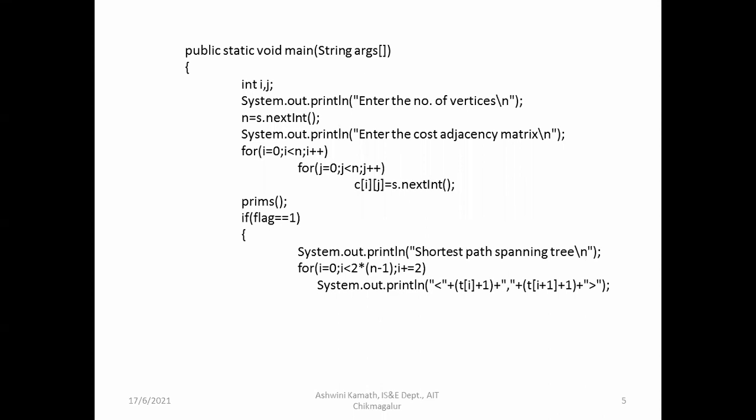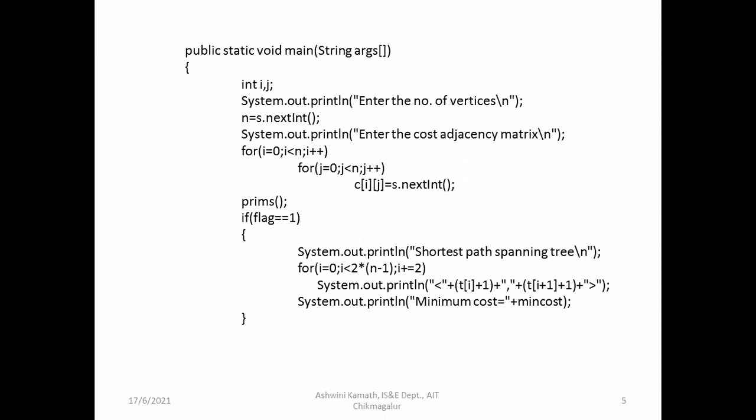Angular bracket plus then value of t of i plus 1. Then plus again we have a comma. So all this will be combined together and it will be displayed. Then System.out.println, we are going to display the minimum cost also. So minimum cost is equal to min cost.